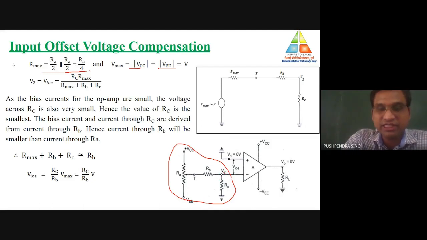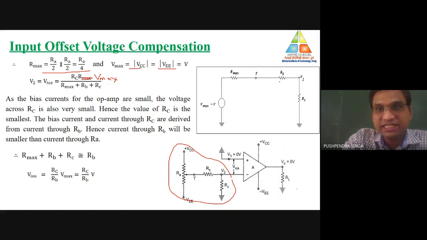So what is the value of the voltage here? Apply the potential divider rule. The voltage is V multiplied by Rc divided by the total resistance. So V into Rc divided by Rmax plus Rb plus Rc. It's not Rmax for the voltage, it's actually Vmax. Make it clear: Vmax into Rc divided by Rmax plus Rb plus Rc.